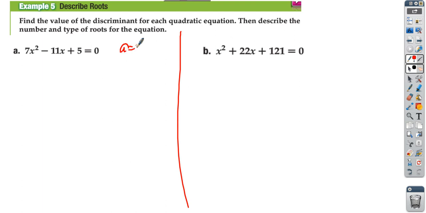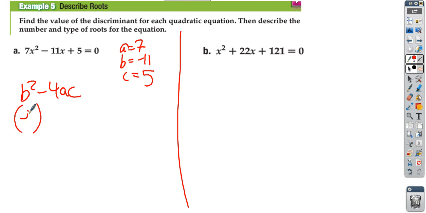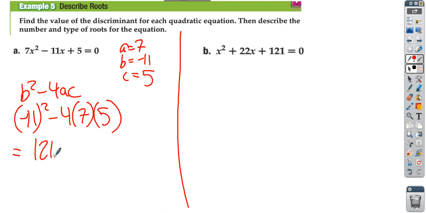So A right here is 7, B is negative 11, and C is 5. What is the discriminant? The discriminant equals this. So we just need to plug these in. So B is negative 11 squared, minus 4 times A is 7, and C is 5. So negative 11 squared is 121, minus 4 times 7 is 28, 28 times 5 is 140. So when we solve this, we get negative 19.